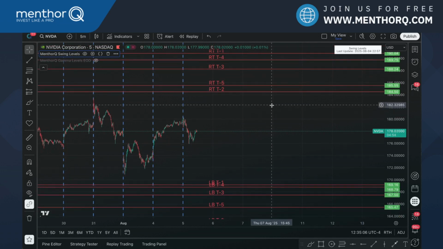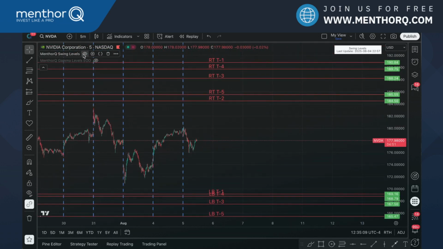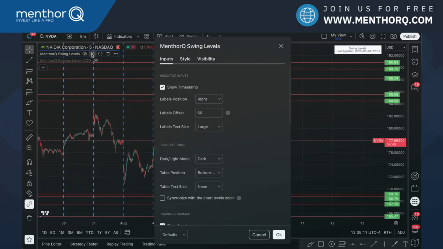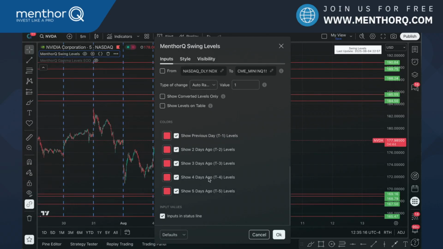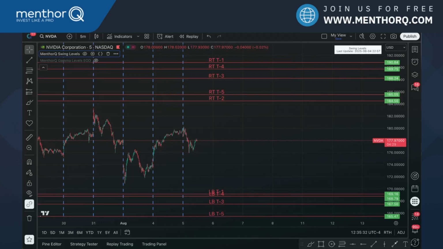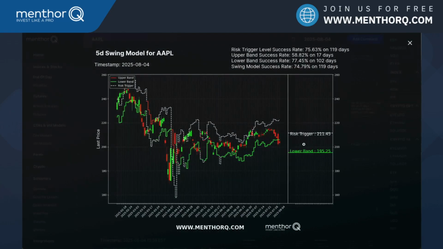Let's go into the settings a second. What we plot is also the levels for the past 5 days. So what you see at the bottom is the 5 days level. T-1 means the latest levels from yesterday. T-2 means the levels from 2 days ago. T-3, the levels from 3 days ago, 4 days ago, 5 days ago, and so on. And the reason why this is very important is because if we go back to our backtesting, the levels that we see today are going to be reliable for the next 5 days.